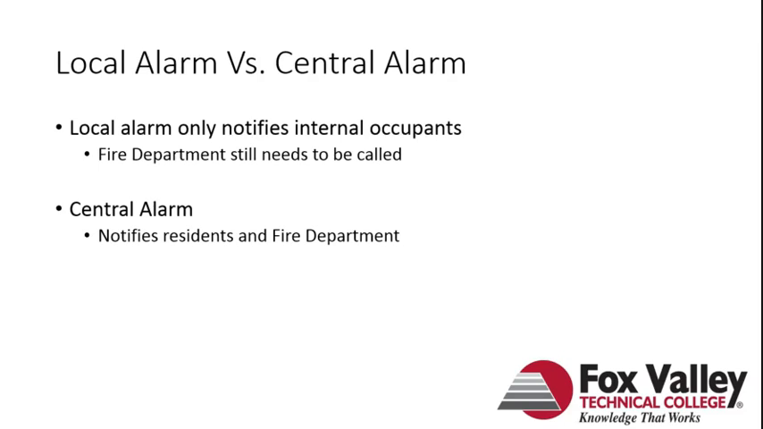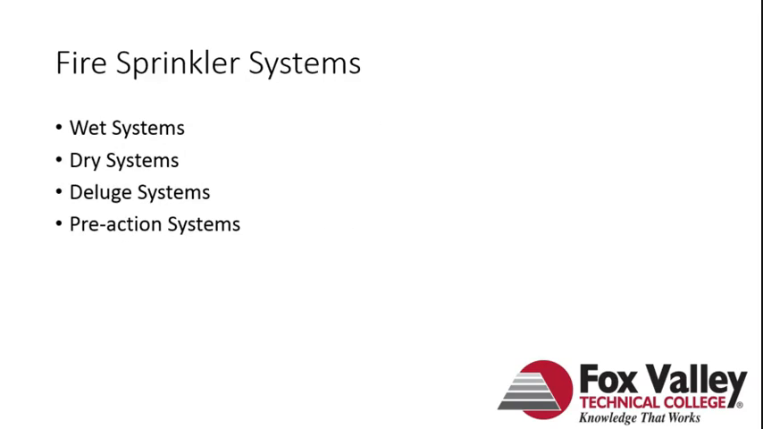So you have to know where you're working, what kind of system you have, and specifically whether or not you need to call 911 on your own, or if that system is designed to do it right away. So we've gotten through the alarm systems, and then we're going to go through the fire sprinkler systems. There's actually some videos on here that describe this better as well, but I still want to go through this. So there's 4 different types of systems.